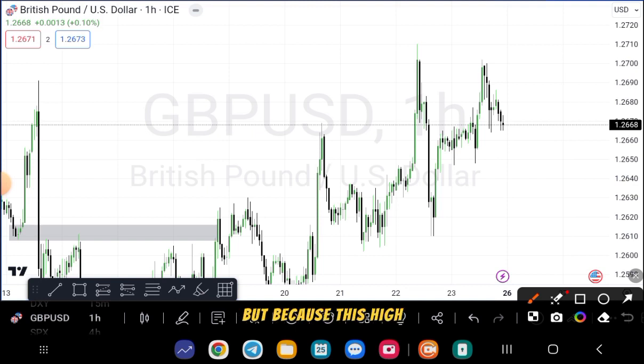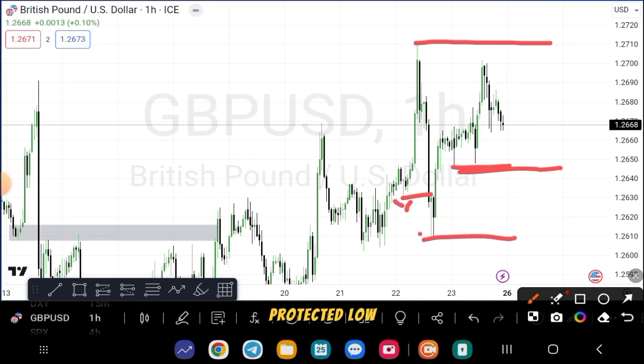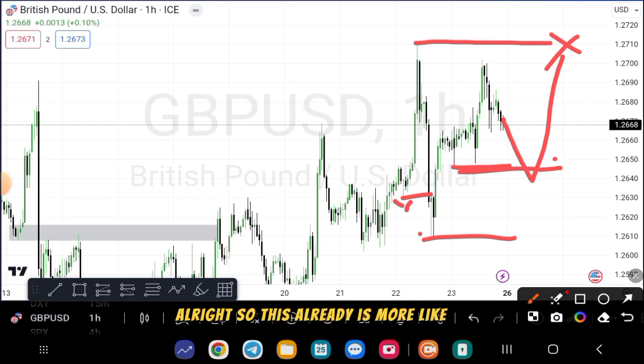Because this high wasn't taken out, we expect these lows to fail. So for a quick bias, now this low already swept that one, so this low is more like a protected low. For a quick bias, I expect this low to fail and then price to bounce back to the upside and take out that high. All right, so this already is more like an entry model. Buy from there, take profit around that area.